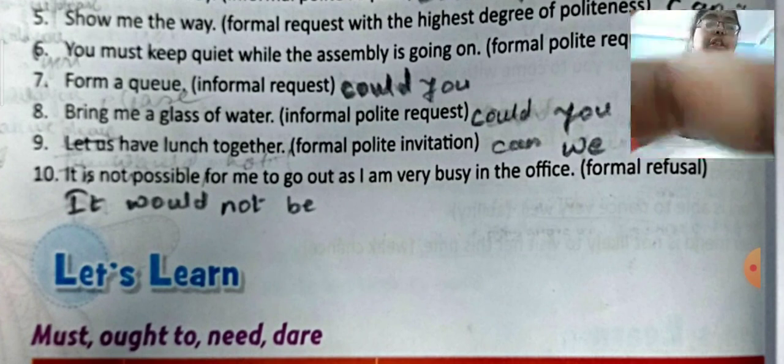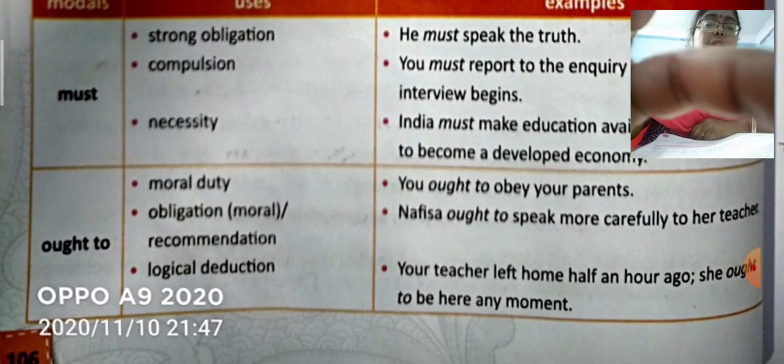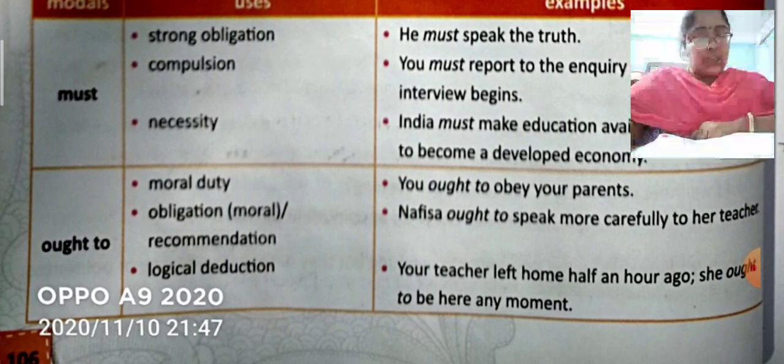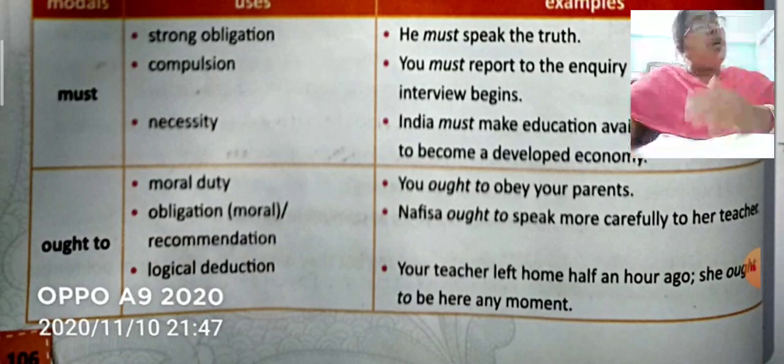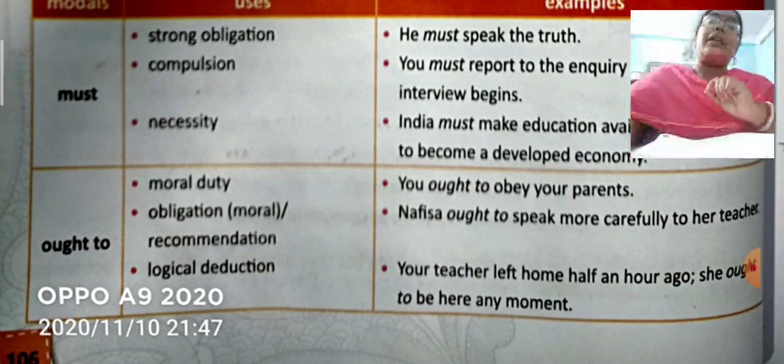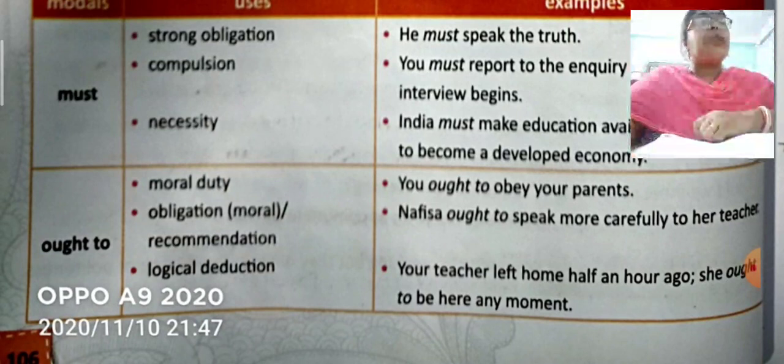Logical deduction. Just see. Your teacher left home half an hour ago. She ought to be here any moment. A deduction of time. So your teacher left a long time ago, so she ought to be here now. She ought to reach home by now. Your father left the office half an hour ago, so he ought to be home now.